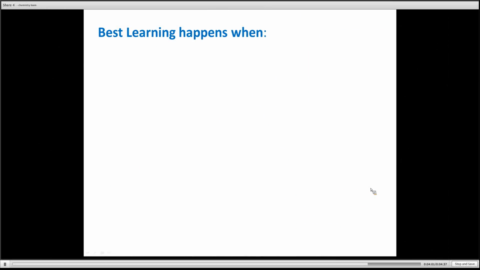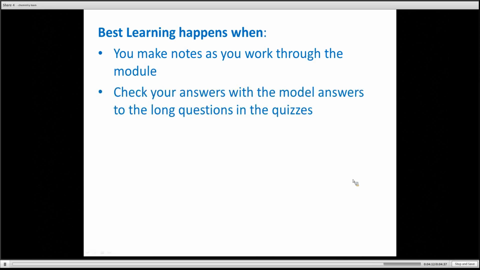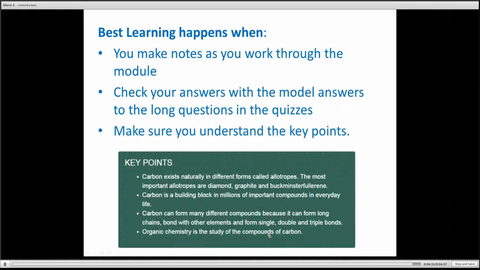Finally, your best learning happens when you make notes. So you want to process the information, and it'll be very good revision notes when you want to learn for the exam or the assessment task. The assessment internal, I must admit, is open book, but if you've got your own notes, then it's easy to refer to. Check your answers with the model answers, because you want to make sure you have all that detail. Have you used the right words in the right way? Then make sure you understand the key points, which are given at the end of each lesson.